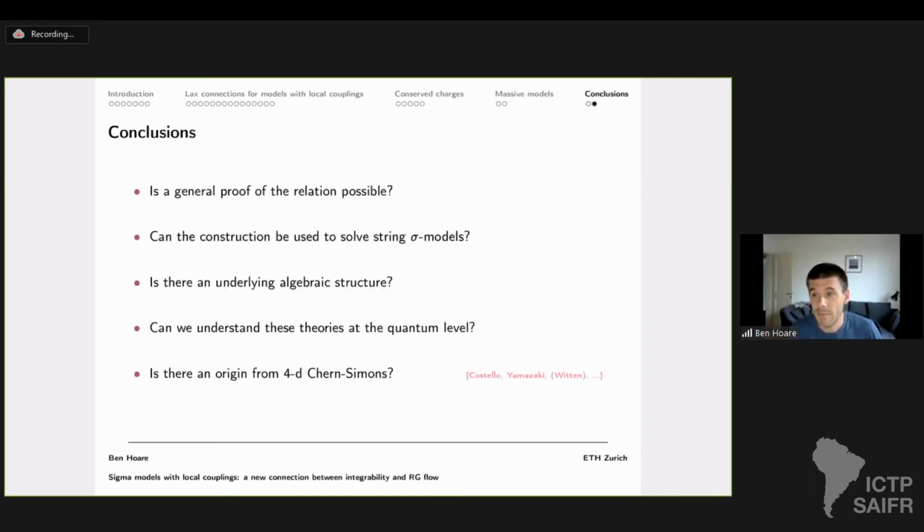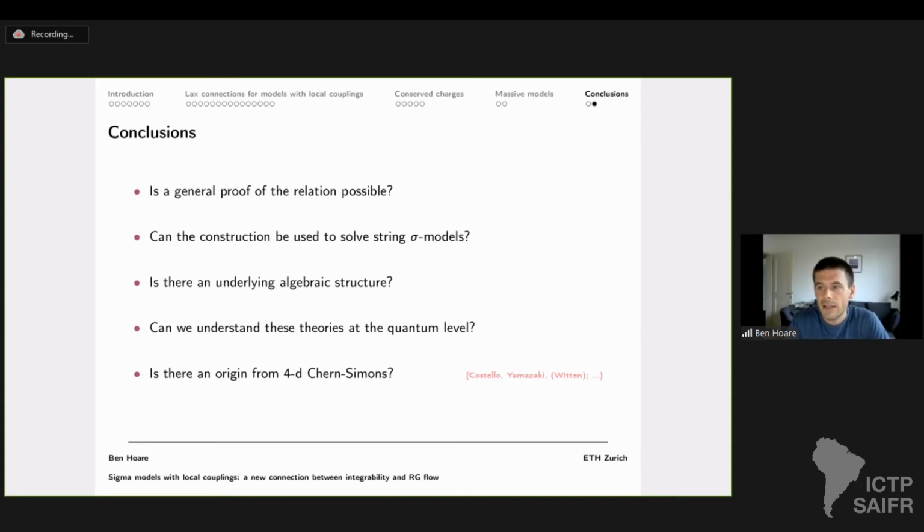I think there are many open questions to be answered about these models. So first is a general proof of the relationship, possibly. I think this is always a nice question. Thinking right back to the beginning of the talk, one of my motivations was to find solvable string theories. Can this construction be used to actually solve the string sigma models and compute the spectrum or something? That would be very interesting. What is the underlying algebraic structure? Can that be used to help understand the extent to which integrability is actually present and useful in these models? Can we understand these theories at a quantum level? I think that is also an interesting question.